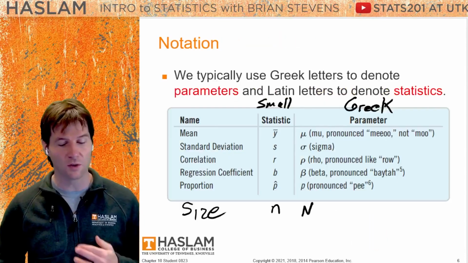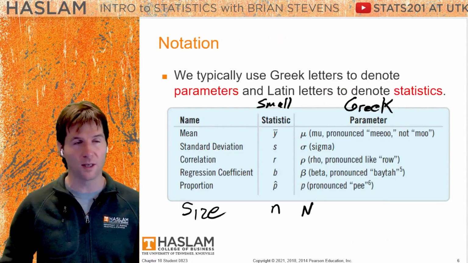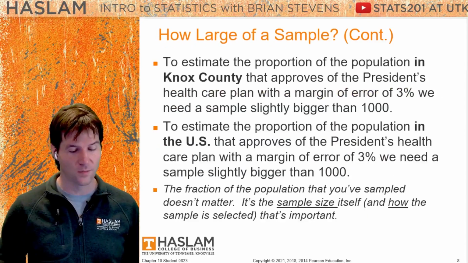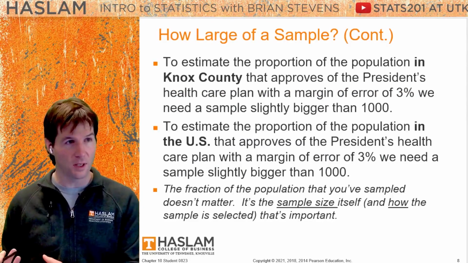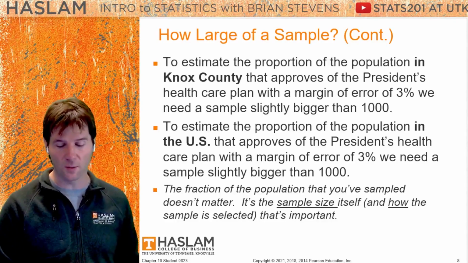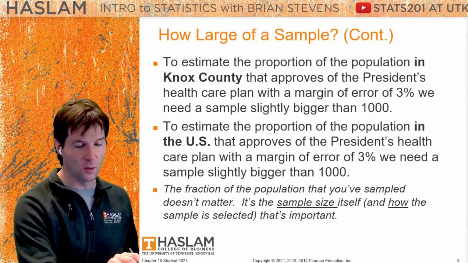So knowing your notation is going to come into huge help when you have to use a formula and you're reading through a question. Here we are in an example where it doesn't really matter the size of the population. The size of the sample is what's going to matter right here. Once again, think about this in order.